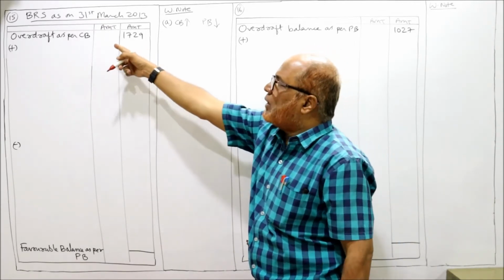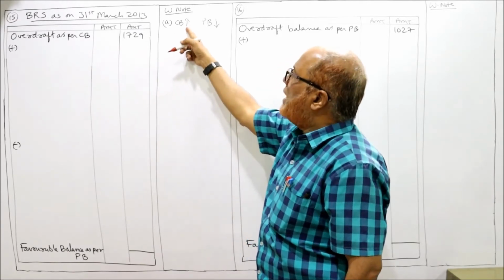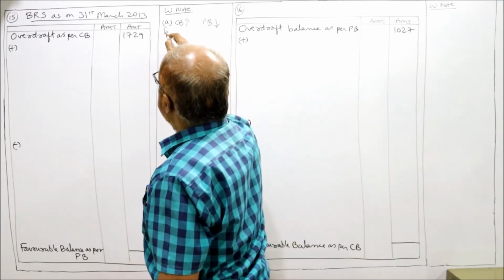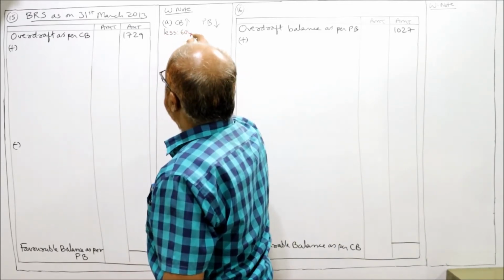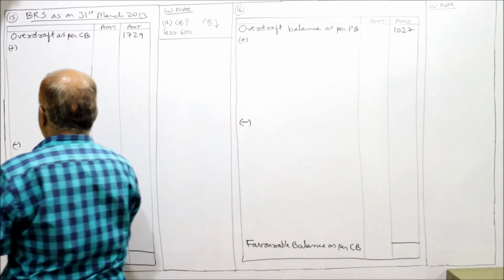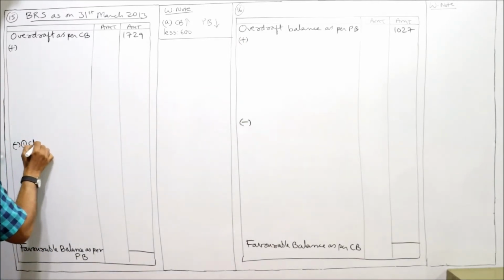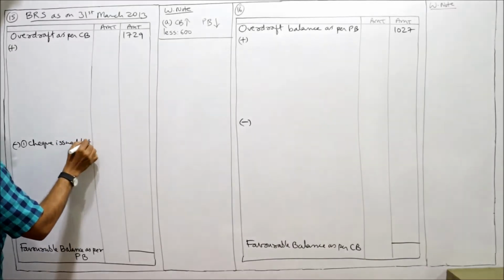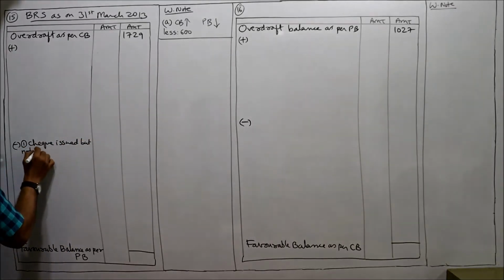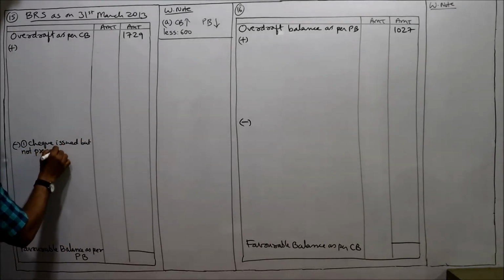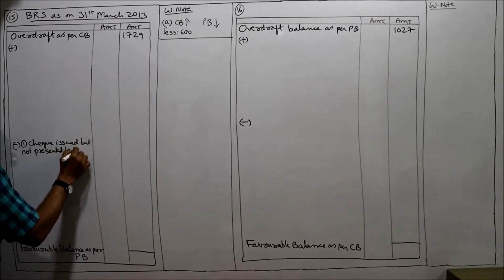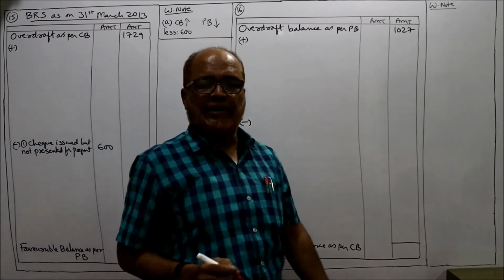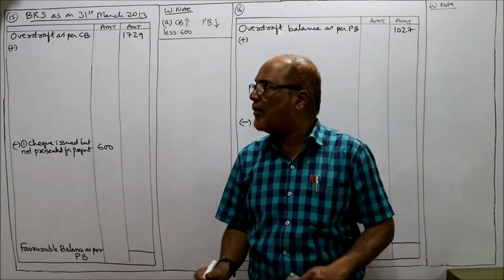So our starting point is cash book. The cash book balance is showing more, so we have to deduct. So less 600. Here I am writing the less items: check issued but not presented for payment, 600. One item completed.